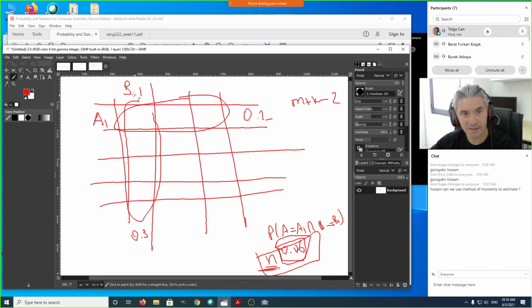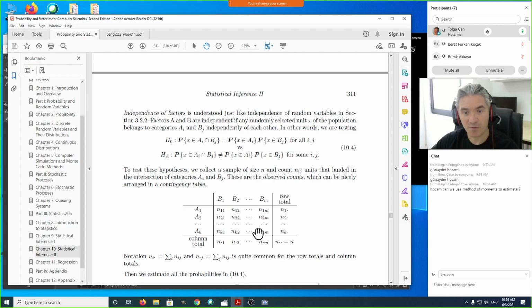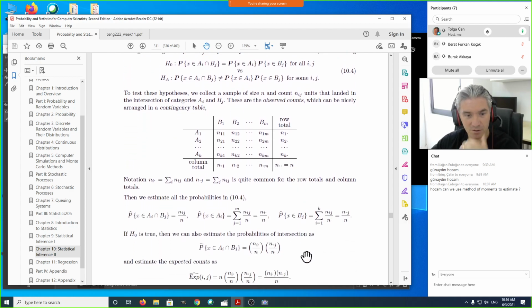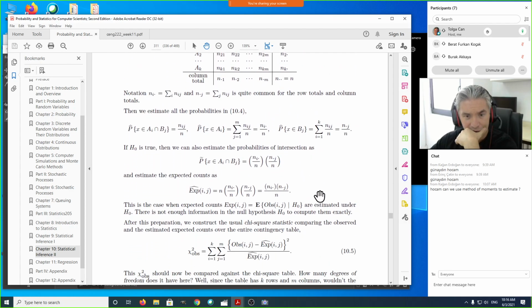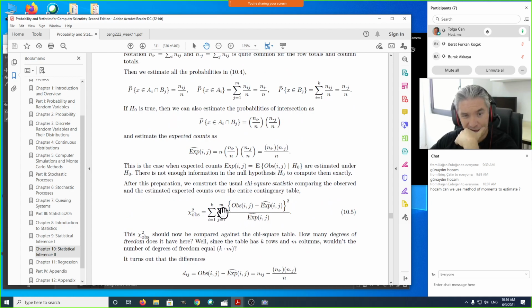Here M is the number of columns, K is the number of rows. That minus 2 will be our degree of freedom when we conduct this test. So let's see, we have M, K values. We compute the chi-square statistics as usual by computing the difference of each of the observed counts in a table cell against the expected counts.